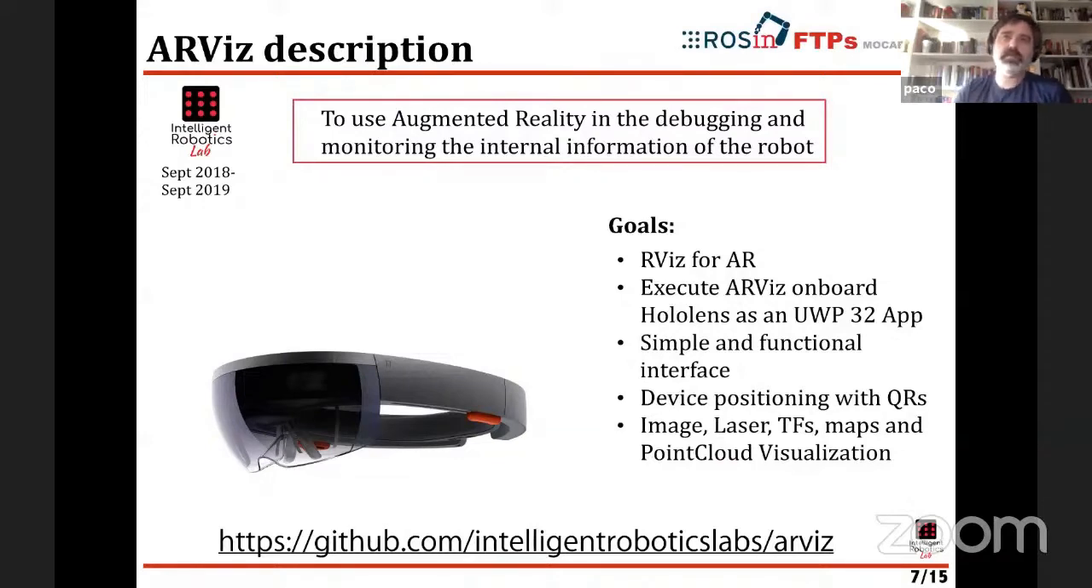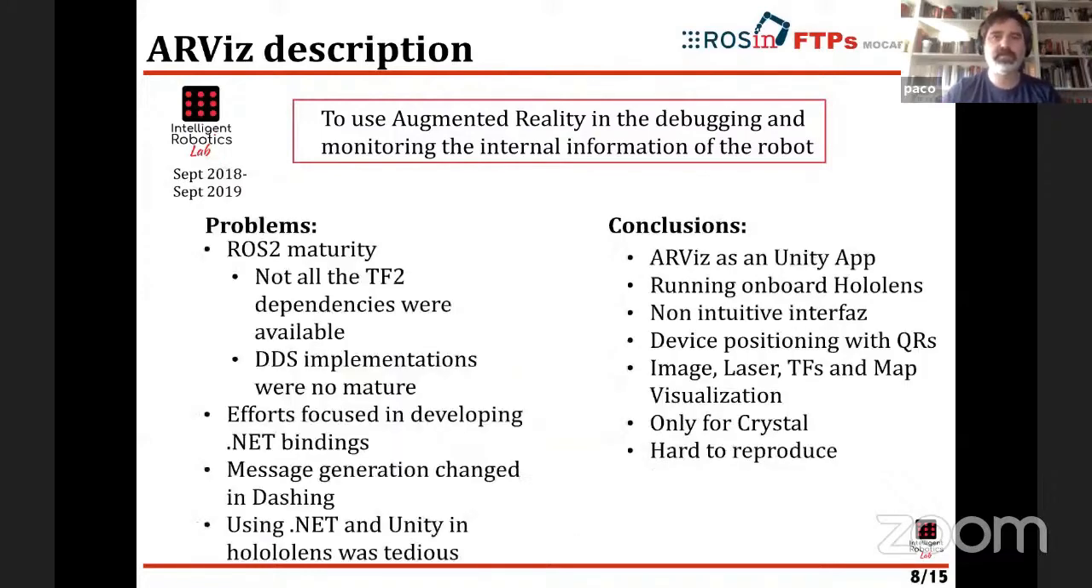For this purpose, we had to synchronize the estimated device position with the coordinate system in which the robot was. We assume that the robot was localized in the global frame. In the origin of coordinates of this frame, we put several QR or ARUCOs, and when the HoloLens detected the QR, we synchronized both coordinate axes.